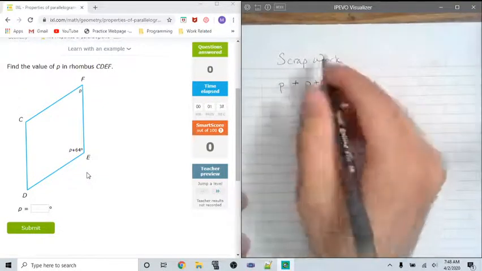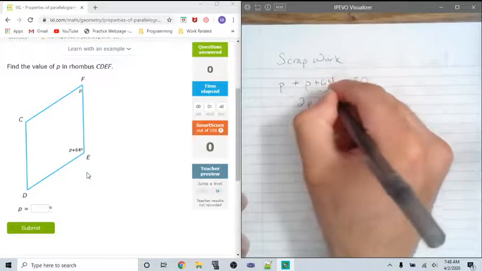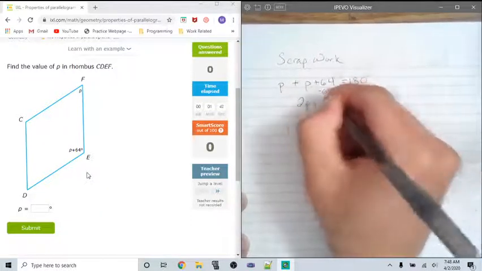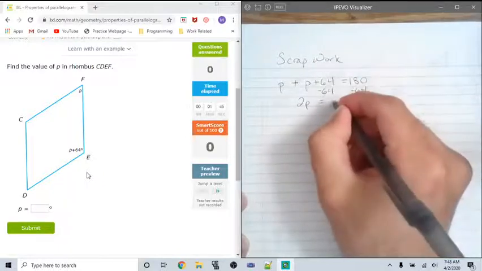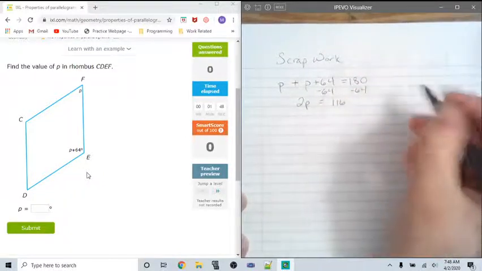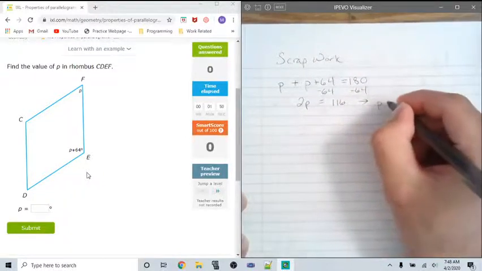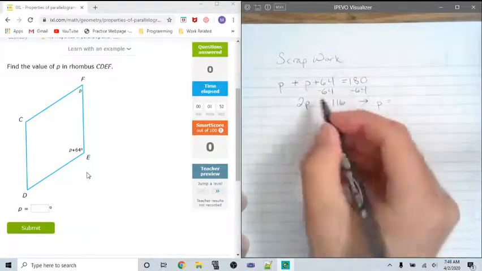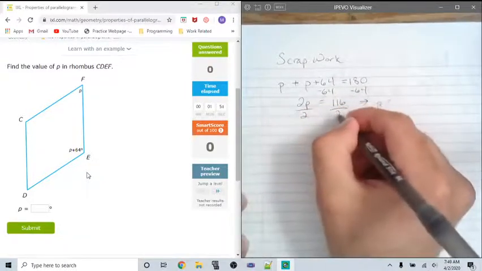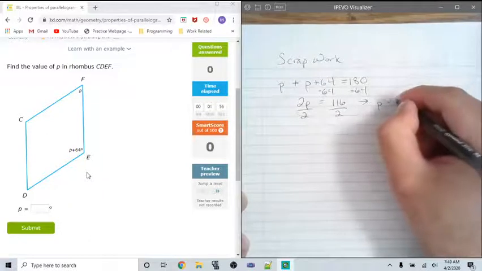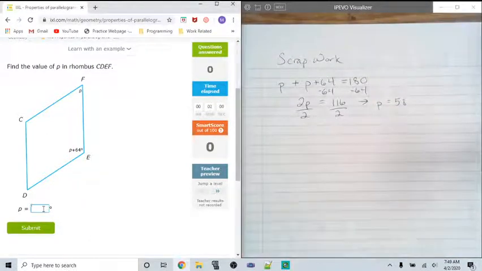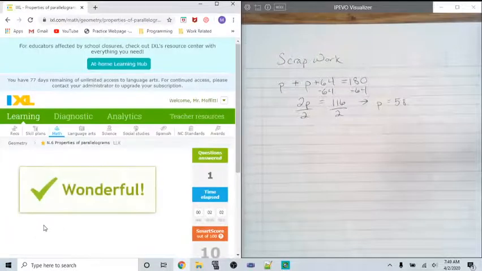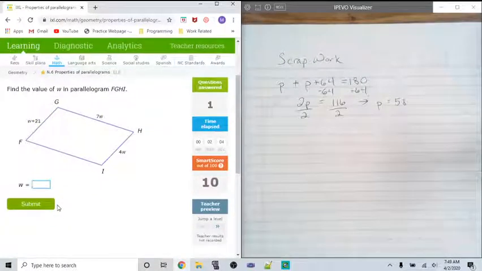So P plus P is going to be 2P. But I want to subtract that 64 from both sides of my equation. So 180 minus 64, well, that's going to be 116. And that's going to tell me that P should equal half of this, because we're going to divide both sides by 2. And 2 goes into there 58 times. So over here, we're just going to put in that 58, and we should be good to go. Excellent. Now we want to move on.